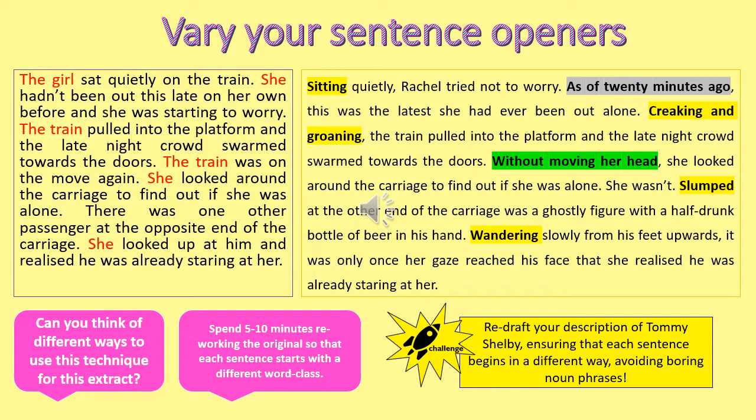So you could have a go at reworking this extract. And then it says there, spend 5 to 10 minutes only reworking the original so that each sentence starts with a different word class, and yours can be different to my redraft, which is here as an example. The challenge here is to go back to your original description of Tommy Shelby and redraft it, making sure that each sentence begins in a different way and trying to avoid boring noun phrases where possible.